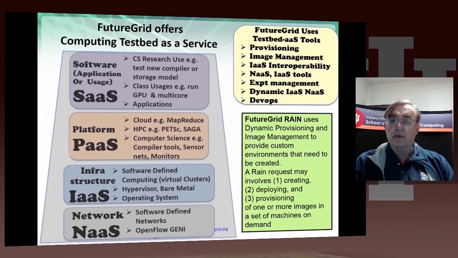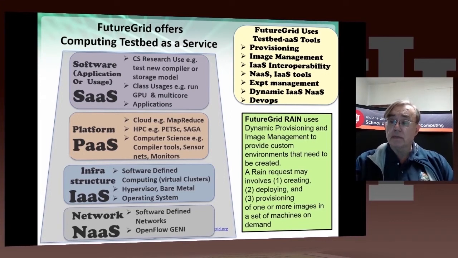Then if you look at what FutureGrid has to support this, it uses what we've identified as testbed as a service tools, which are provisioning, image management, we'll discuss those a little later on, the infrastructure as a service systems and their interoperability, the network as a service tools, and experiment management, that's an area where we still need to make more progress. And I say the NaaS and IaaS should be dynamically instantiable. And you need to use good software engineering practice as you implement all of this.